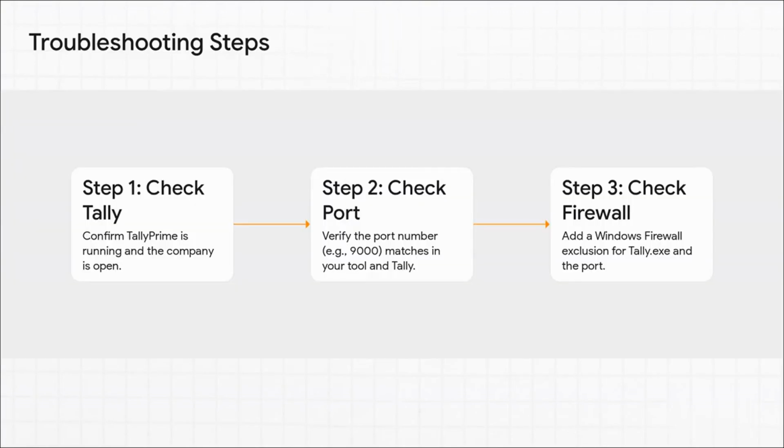What's the deal? The fix is almost always one of these three things. First, check the obvious. Is Tally actually running with the right company open? Second, make sure that port number, it's usually 9000, is the same in Tally settings and in your connection tool. And third, the most common culprit, you have to tell Windows Firewall that it's okay for Tally to talk to other programs on that port.